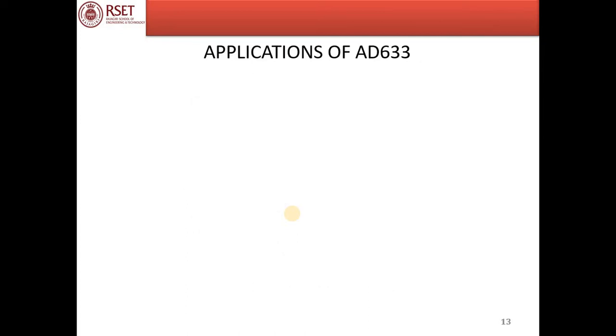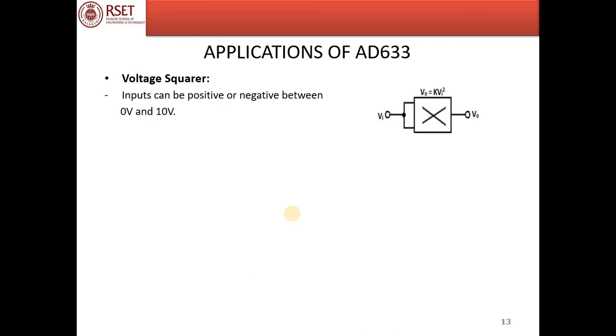Let us see some of the applications of the AD633 multiplier IC. First one, it can be used as a voltage squarer. How will you use it as a voltage squarer? Just by shorting the inputs and giving a single value. So obviously the output would be the square of the input. And as I said, the inputs can be positive or negative between 0 and 10 volt. A limitation is imposed so that the IC does not go to saturation.